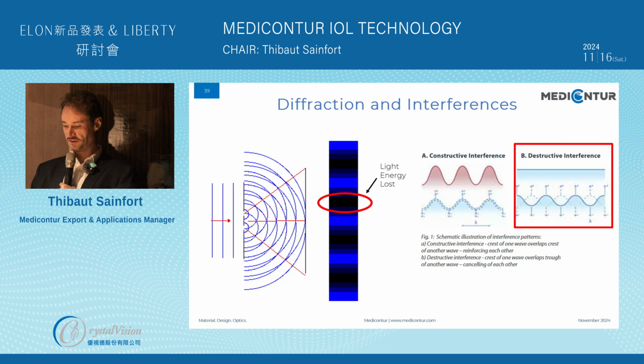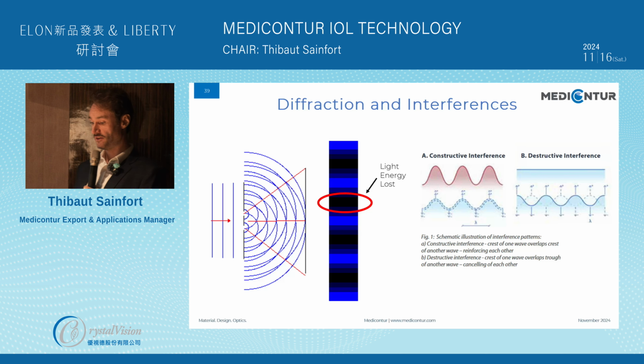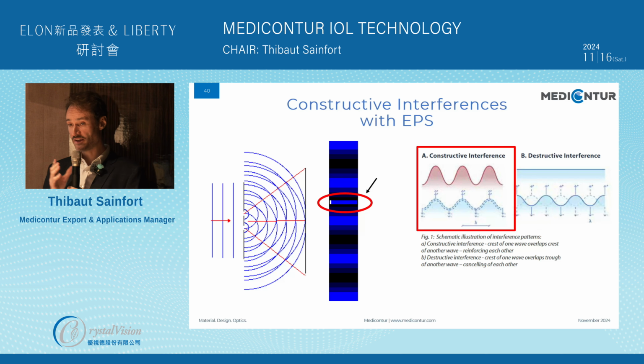So what we wanted to design, we wanted to have energy in intermediate distances. This is what we wanted to do. So we managed to create constructive interferences in these intermediate distances. We design constructive interferences by shifting the phase of the light.